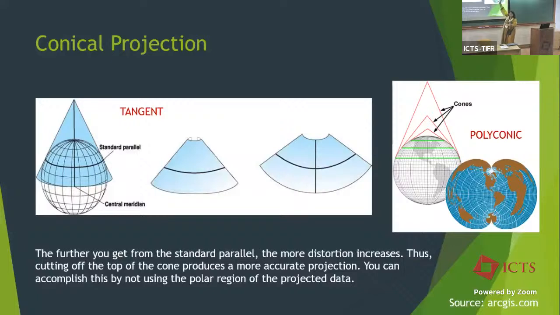This is the most complex case, where you fit multiple cones mathematically. Each cone is tangential to every degree of latitude, okay? It's called polyconic. And this is what it looks like, yeah, when you flatten it out. Any doubts?